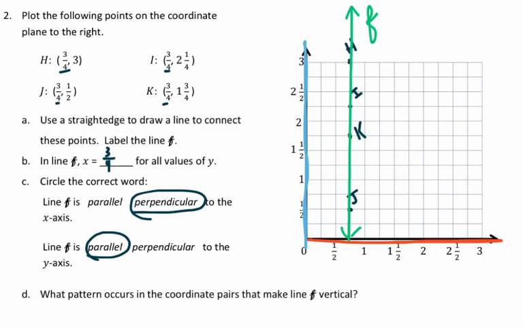And D says, what pattern occurs in the coordinate pairs that make line F vertical? And that's something we already talked about in B, and the pattern that occurred for all of those pairs was that the X value, or the X for each X in the coordinate pair, was 3/4.